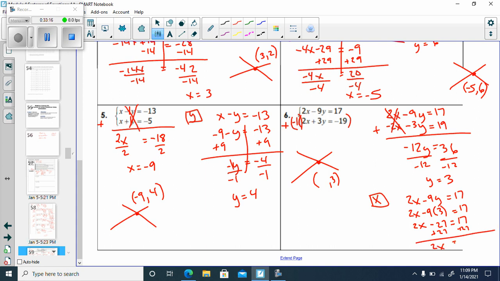2x is equal to 17 plus 27, that's 44. Divide both sides by 2, and x is 22. Okay? So my numbers are 22, 3.